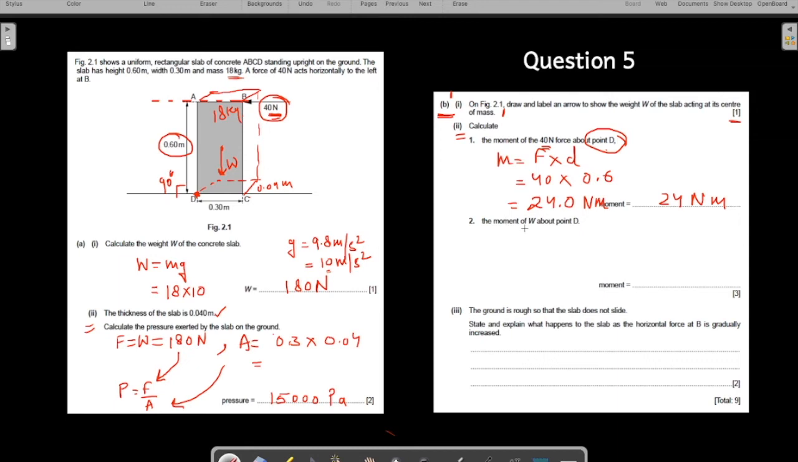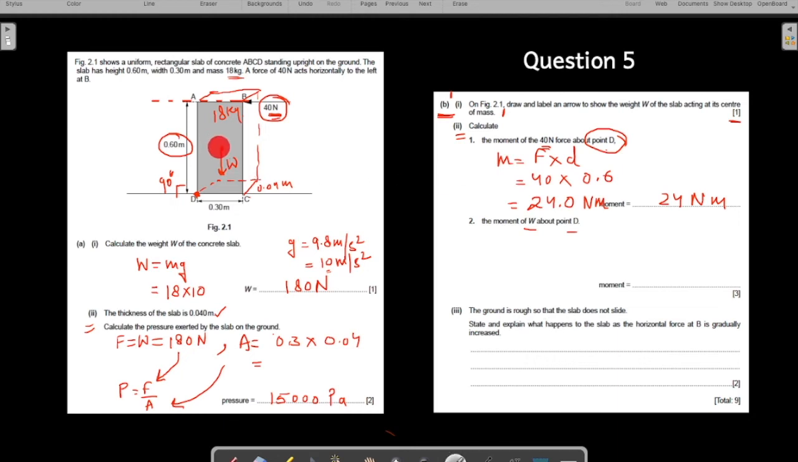Similarly, the moment of W about the point D. You can pause the screen for a moment if you want, solve this, come back and see the working. It is always a good idea when I'm talking about examination type questions. You can pause the screen, look at the question, try to solve it yourself, play the video again and see if your answers are tallying, right?